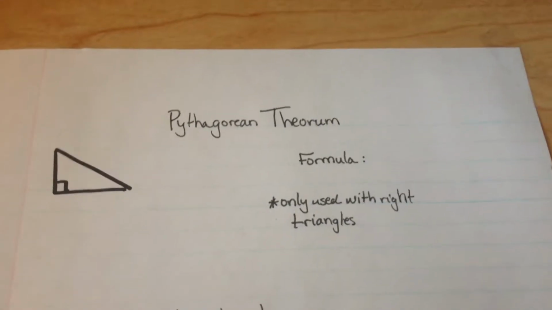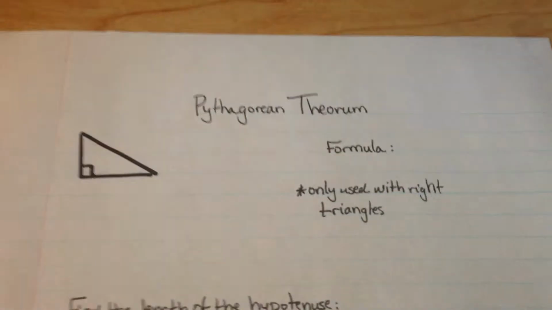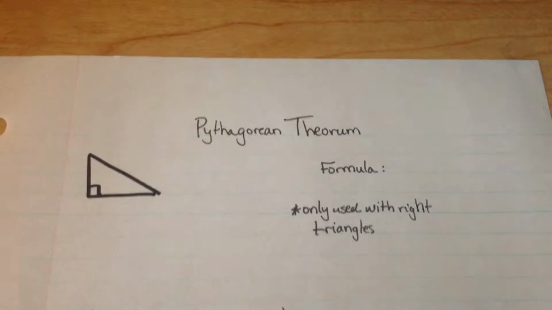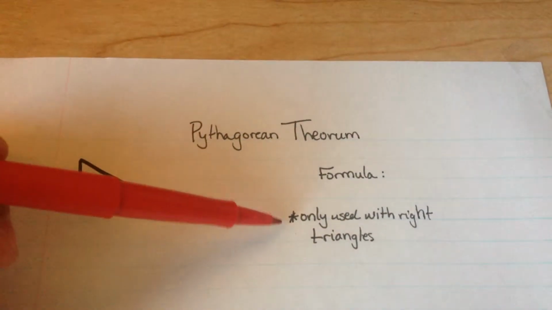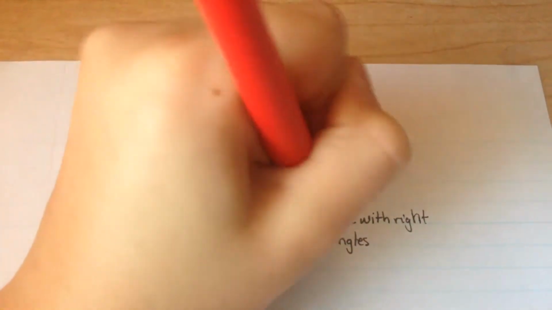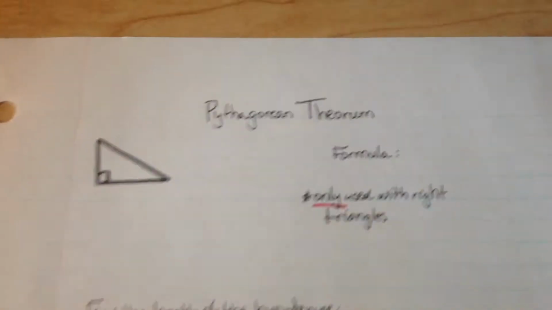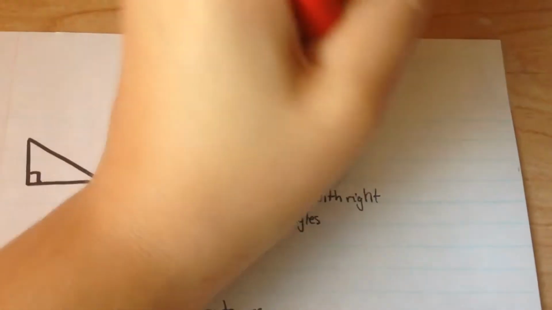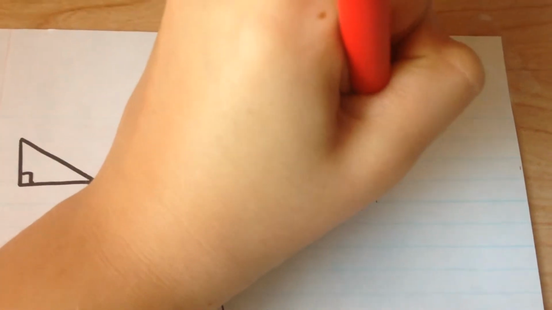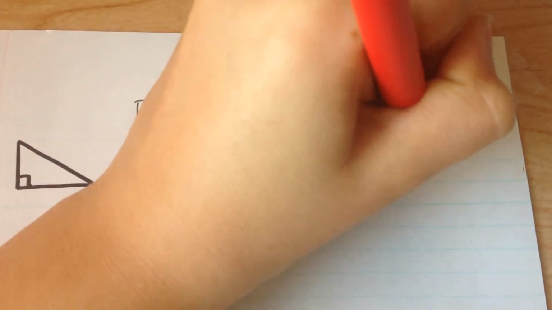Guys, so today I'm going to show you how to use the Pythagorean theorem when it comes to right triangles. And first of all, it's really, really important to remember that it's only used with right triangles, because if you try to use it for something else, it probably isn't going to work. So the basic formula is a squared plus b squared equals c squared.